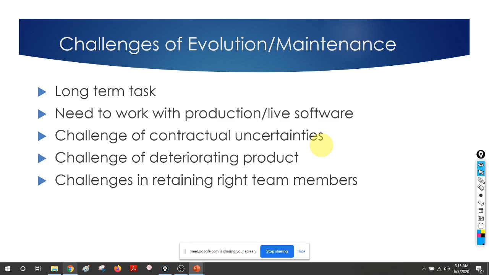Then there are the challenges in retaining long-term team members. There may have been hundreds of team members involved in developing that software, but at the maintenance stage we can't keep that many team members because we are going to have less work. When you lose those key people, maintenance is going to be somewhat difficult, because those people who really know how it works may no longer be with your team. So you have to work with your existing team members. That is another challenge.